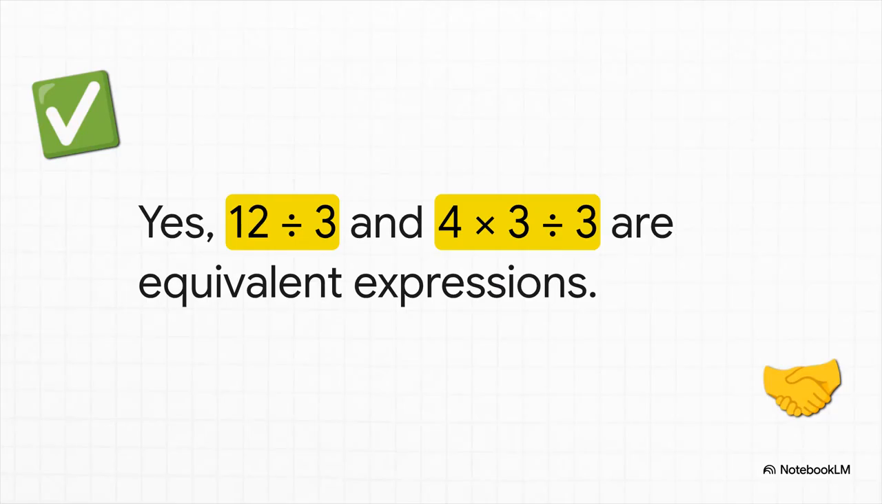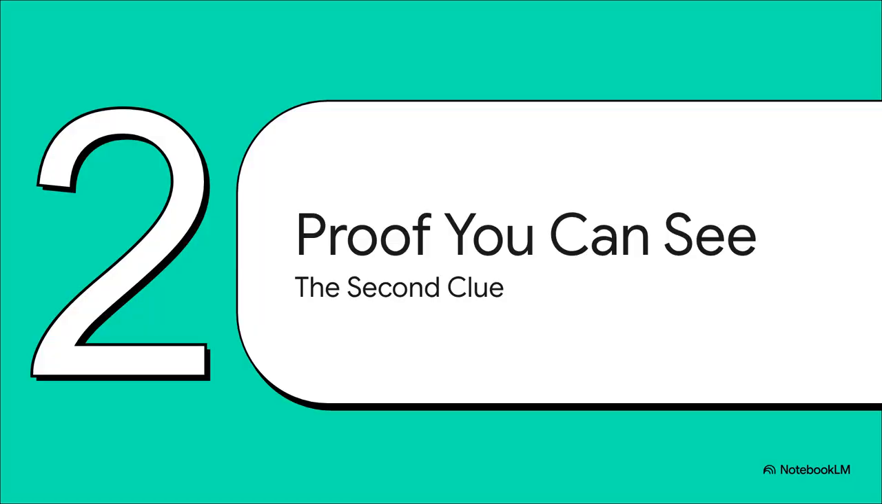So our first path, the 12 divided by 3, leads straight to the number 4. Okay, now what about that other, more winding path? Let's check it. 4 times 3 is 12, and 12 divided by 3 is, well, it's 4. So there we have it. Our first hands-on test totally confirms it. Both paths lead to the same treasure. But hey, one clue is never enough, right? We need more proof. So let's look for our second piece of evidence.